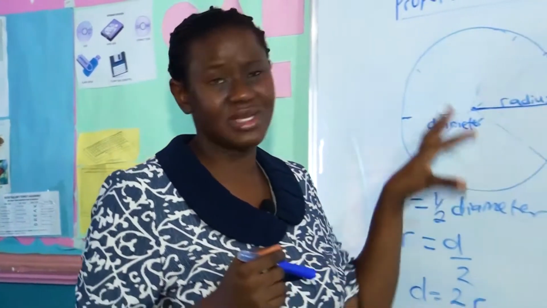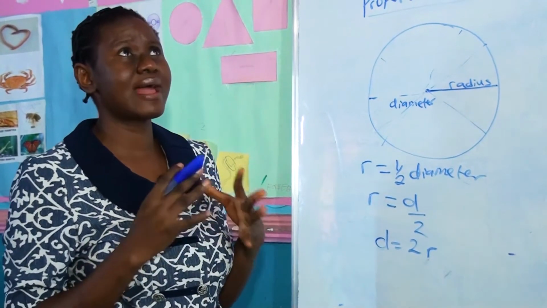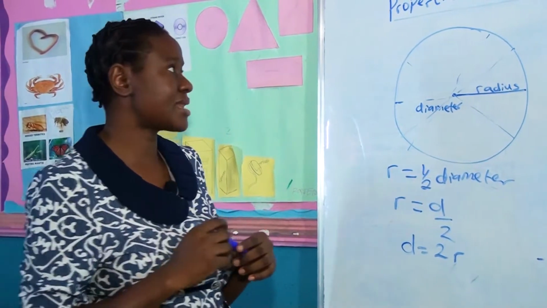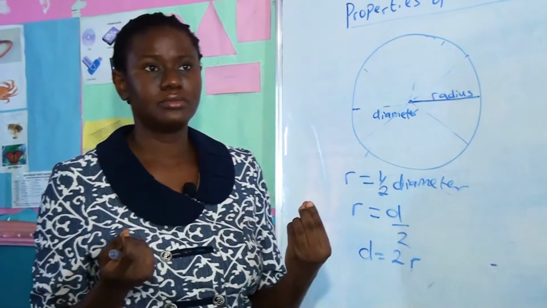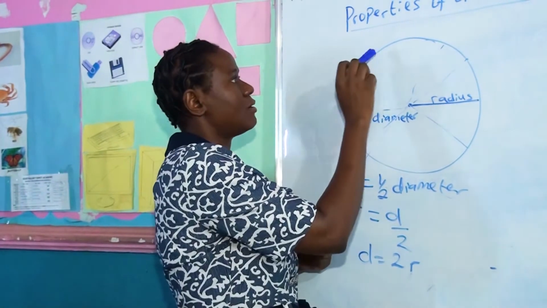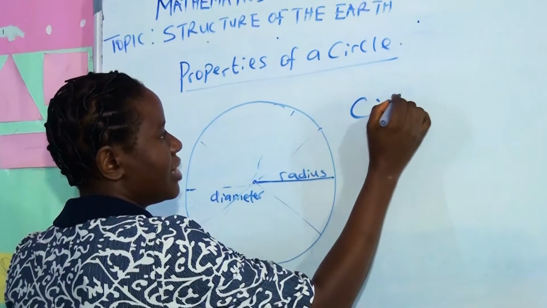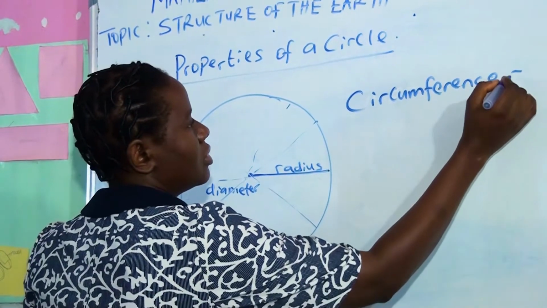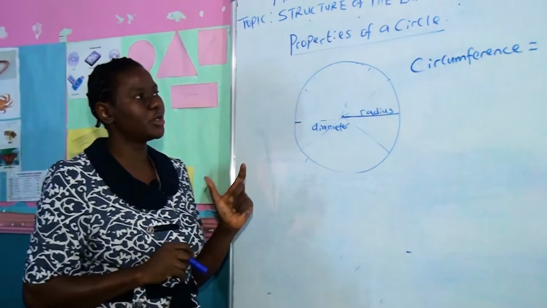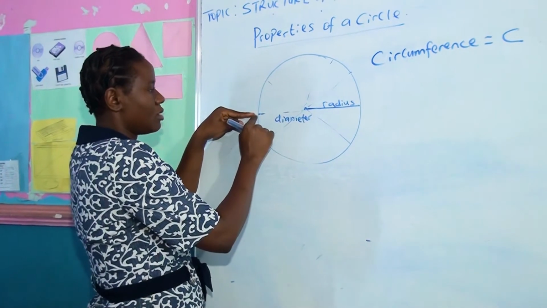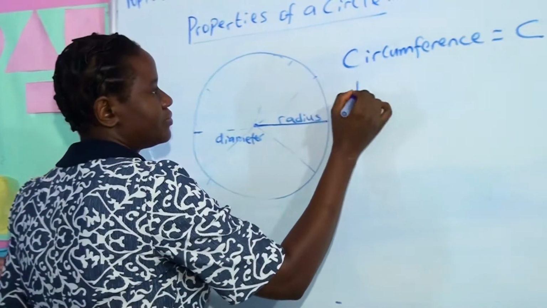Let's talk about the circumference of this circle. The circumference of the circle is like the perimeter. That means the distance round the circle. If you get a rope, perhaps a thread, and take the distance round this circle, you get the circumference. Let's call the circumference C. We already know the diameter is a line across the middle of the circle. So let's call that diameter D.